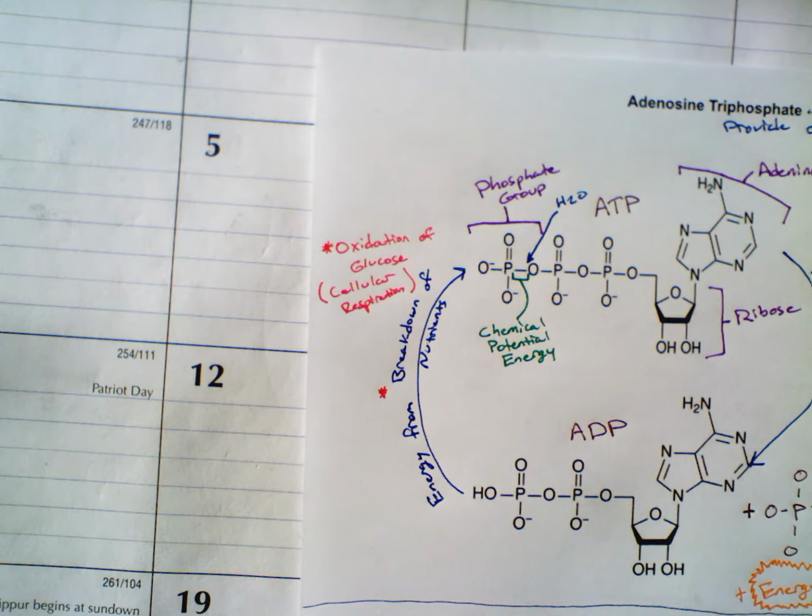Where does cellular respiration happen? In the cell. It's an organelle. It definitely happens here. Some people think it might happen here, but it definitely happens here. Not definitely chondria, but mitochondria.